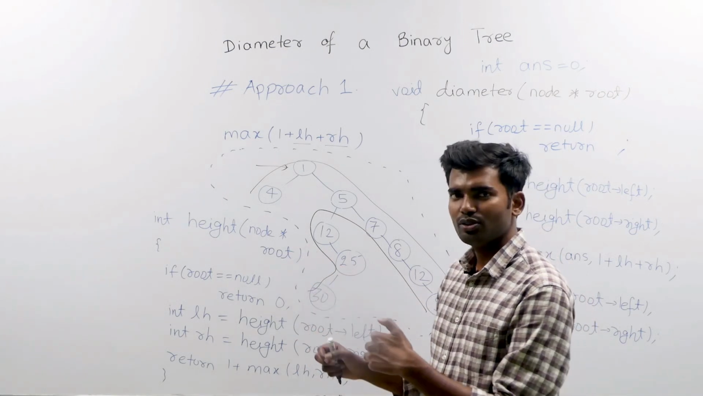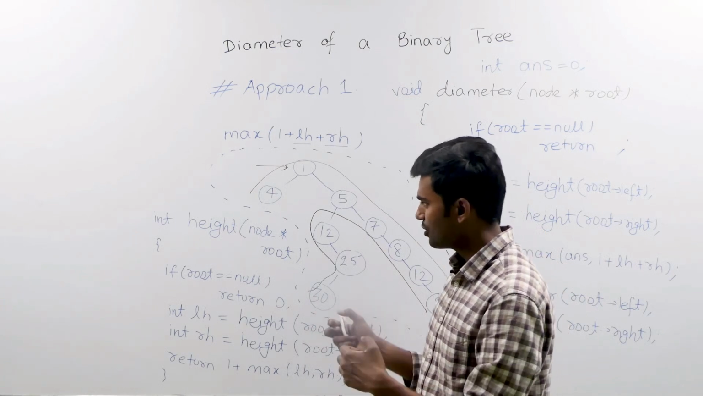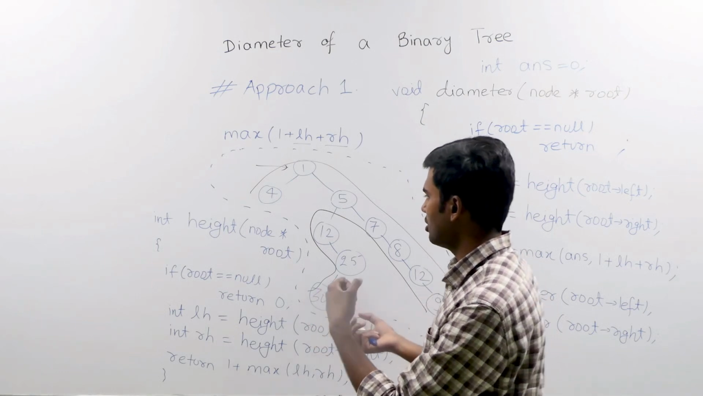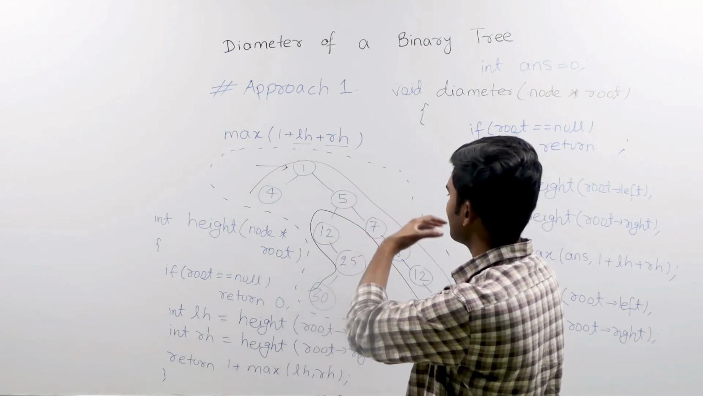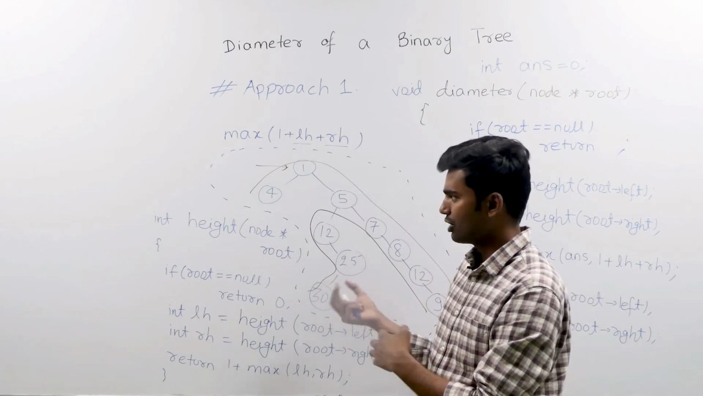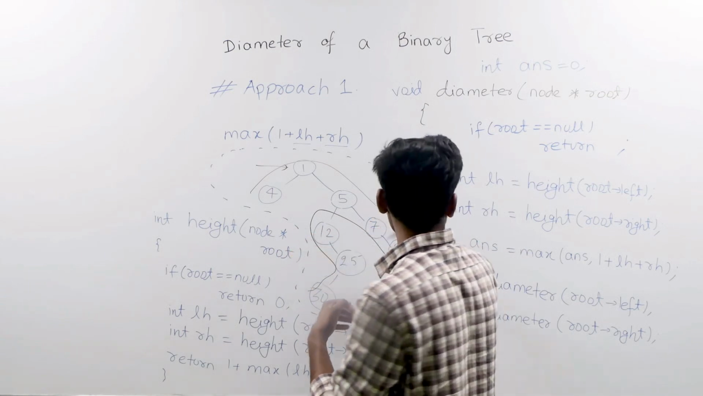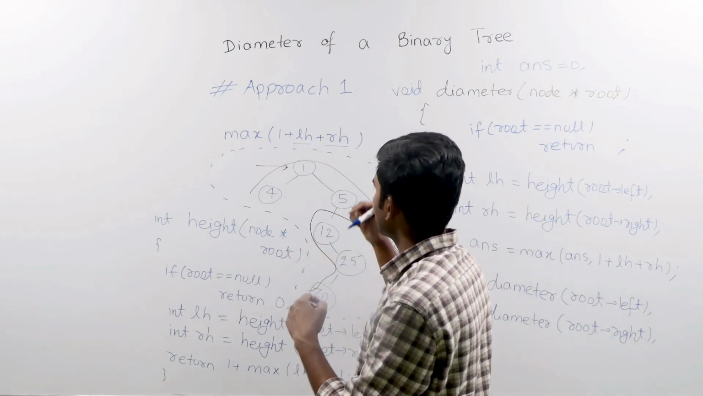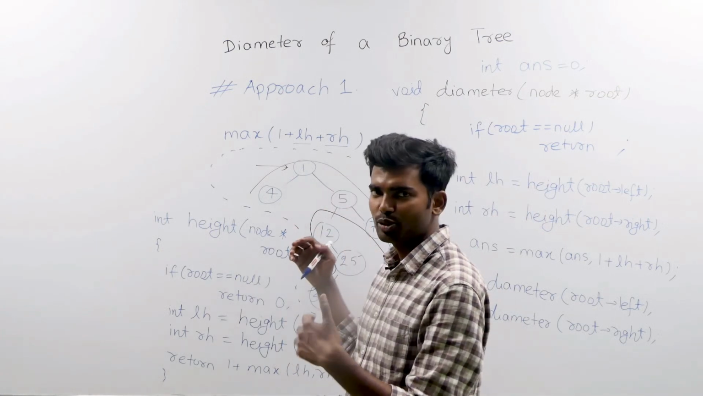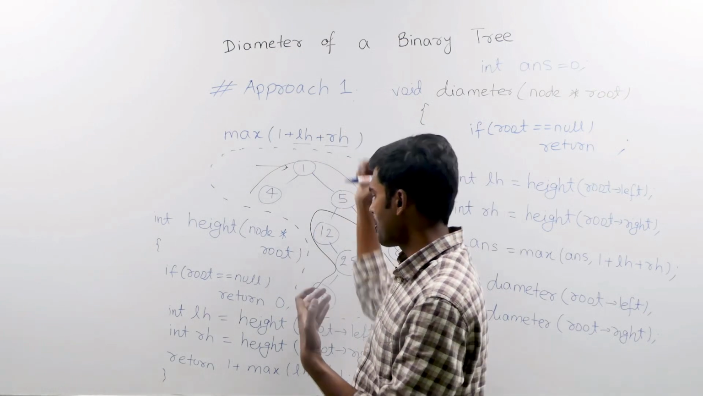I hope you know this function. If you don't know this function, then it won't be easy for us to analyze the diameter of this tree, so I'm assuming that you already know what the height function is. This is the height function which I'll be using inside this function to calculate the height of the left subtree or the right subtree, because we have to use that height to calculate the diameter.